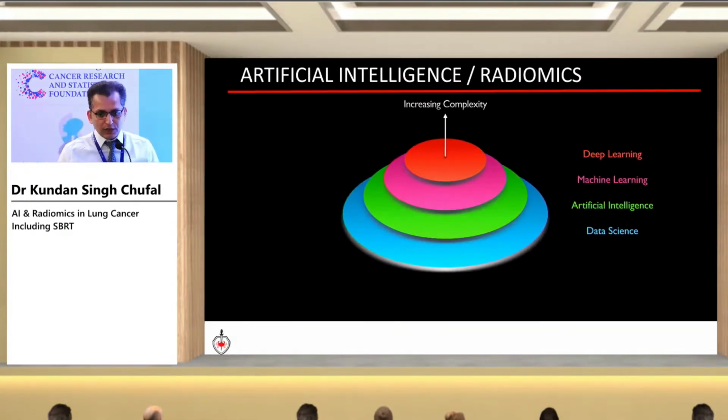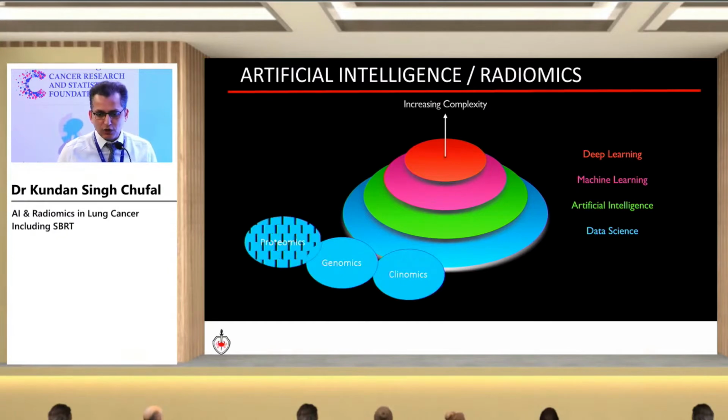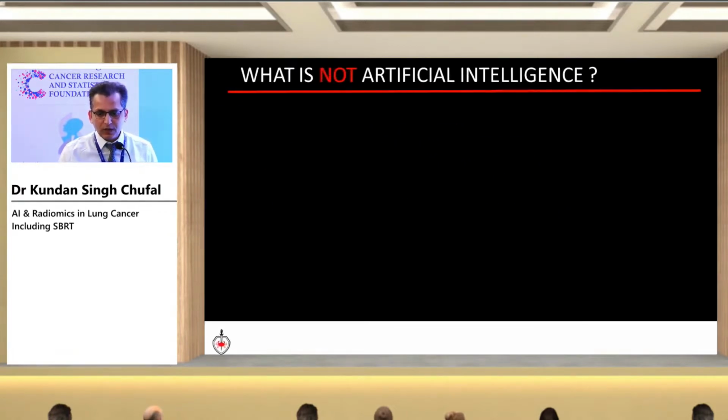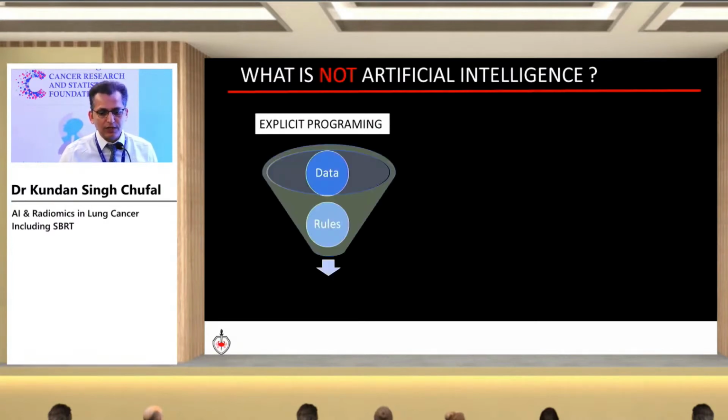So, very briefly touching upon the artificial intelligence and radiomics part. This was the radiomics, where we collect a lot of data and then we utilize these deep learning approaches to make sense of this particular data. First of all, we must understand what is not artificial intelligence when we are talking about artificial intelligence. Anything which is explicitly programmed, where we have data and then we define some sort of rules and then we get an answer, this is not AI. This is basically automation. You have data, you have defined some rule, and then you are getting some answers. And this is basically explicit programming.